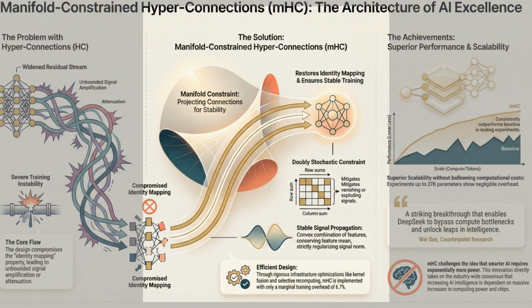Manifold-constrained hyperconnections address these issues by projecting the connection weights onto a carefully chosen manifold. Instead of allowing arbitrary mixing, every transformation is restricted to lie in a stable region of parameter space. This preserves identity mapping when needed and keeps the overall transformation well-behaved during both forward and backward passes.